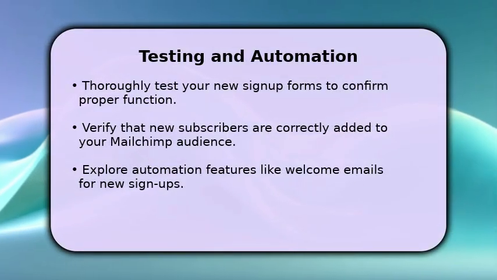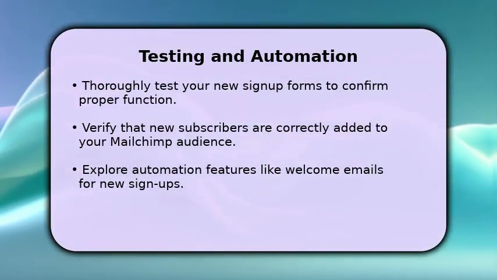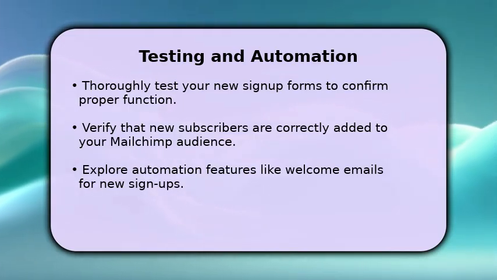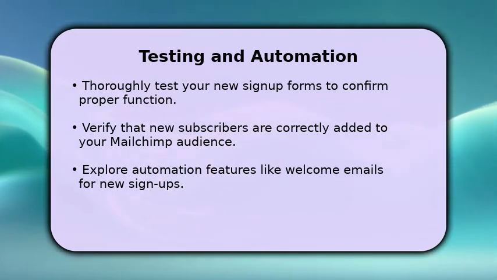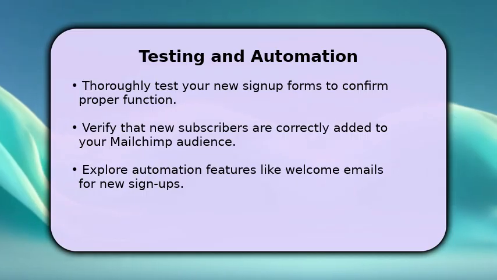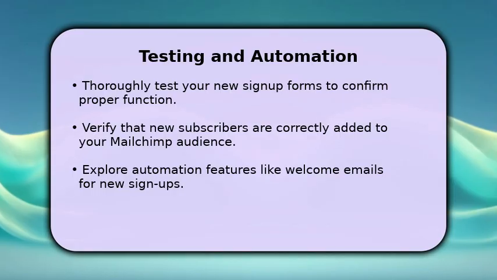Finally, it is crucial to test your new Mailchimp integration. Fill out your forms yourself to ensure they are working perfectly and that new subscribers are being added to your chosen Mailchimp audience. Once confirmed, consider setting up automation. Mailchimp offers powerful tools, such as welcome email sequences, which can automatically engage new subscribers. This helps you build a strong connection from the very first interaction.